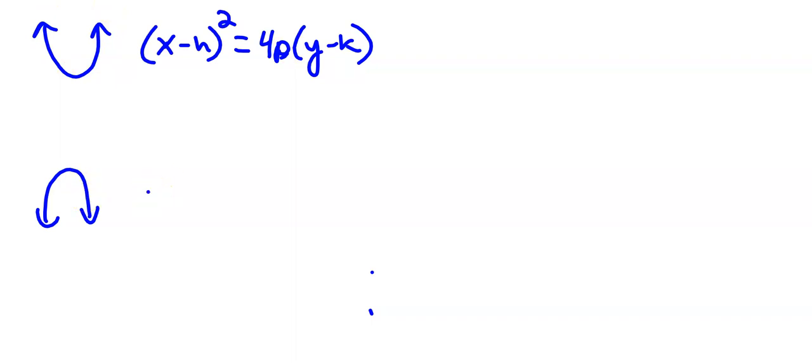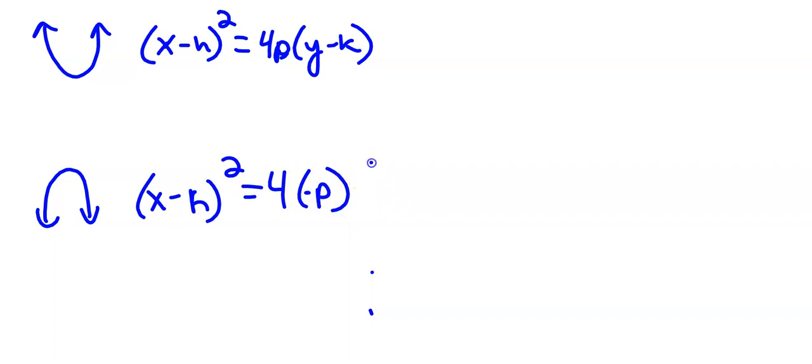Now, for downward, p is going to be negative. So we're going to have x minus h squared equals 4 times p, and our p-value here is going to be negative. And then we've got y minus k. Because p is negative, our parabola is opening up downwards. These are for parabolas that open upwards and downwards.